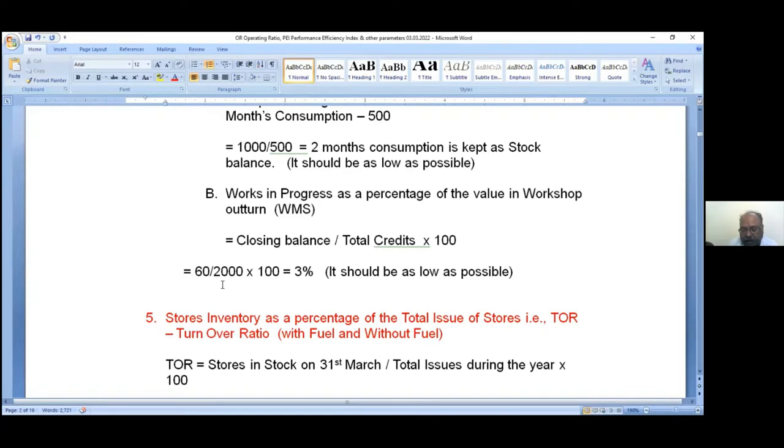The ideal percentage for repair workshops is 3%, whereas the ideal percentage of WMS for the manufacturing side is 6%. That is ideal.